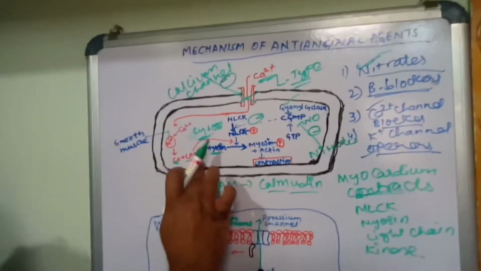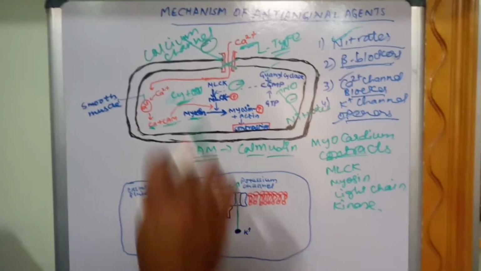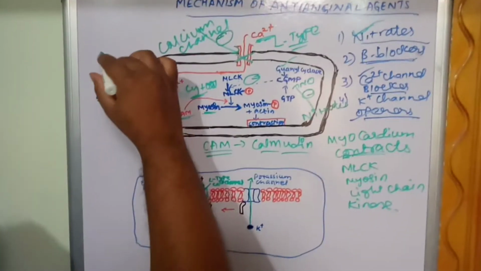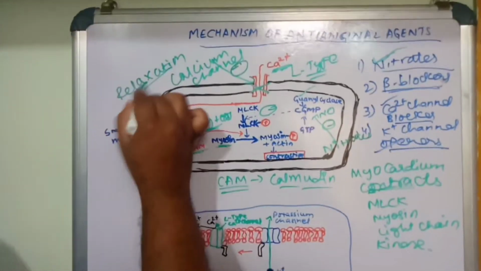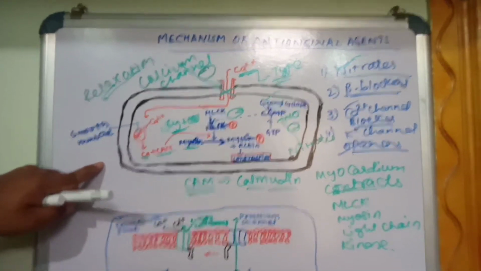No calcium is there inside the cell. No calcium means there is no contraction, and with no entry of calcium, it causes smooth muscle relaxation. So these are the two mechanisms we can see in this schematic representation.